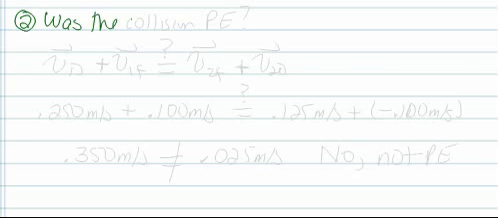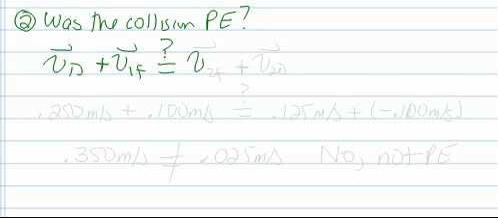Was the collision perfectly elastic? Well, we'll use this equation and check it. We'll write it like this. V1 initial plus V1 final. Is it equal to V2 final plus V2 initial? So let's put numbers in.